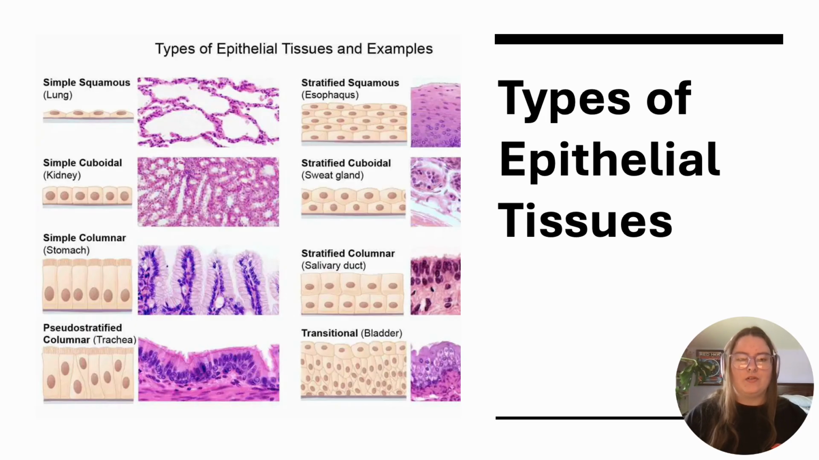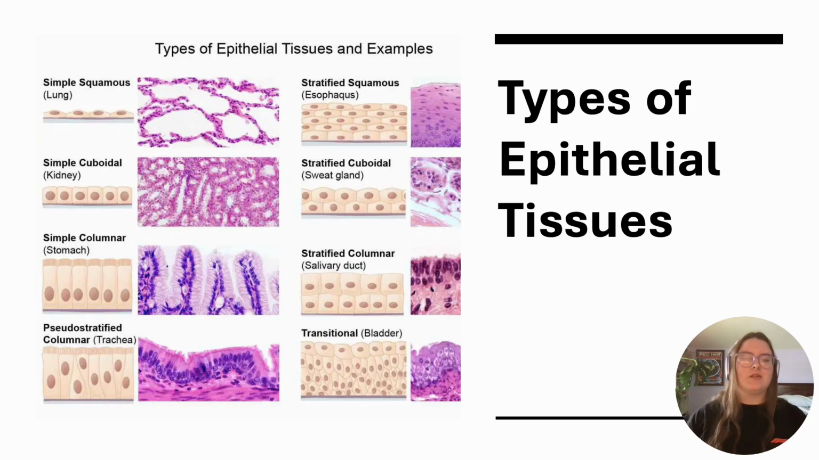Next, we have pseudostratified, which here is seen as pseudostratified columnar. This is found in the respiratory tracts with goblet and ciliated cells. And we also have stratified, which can be seen right here. We will not be discussing transitional.